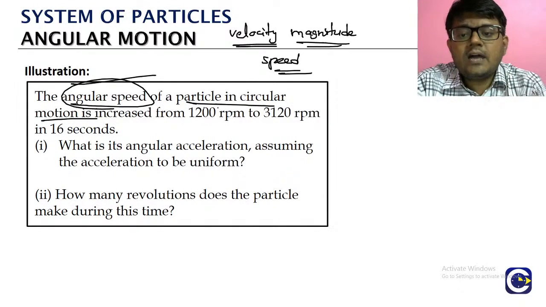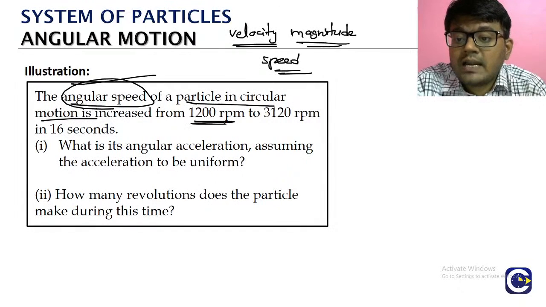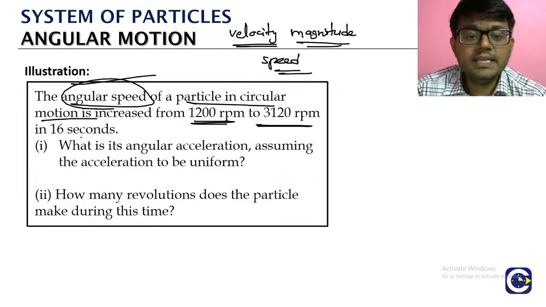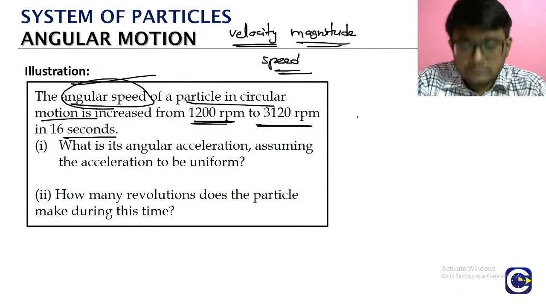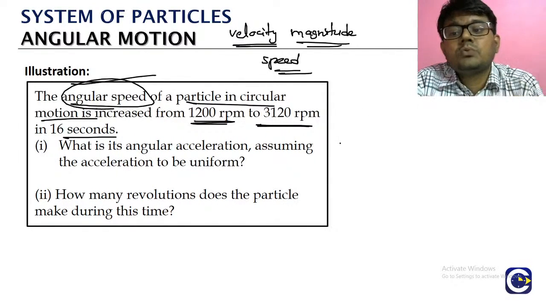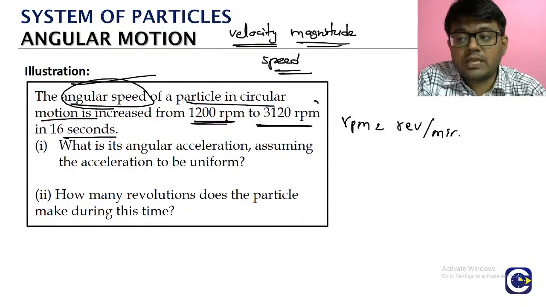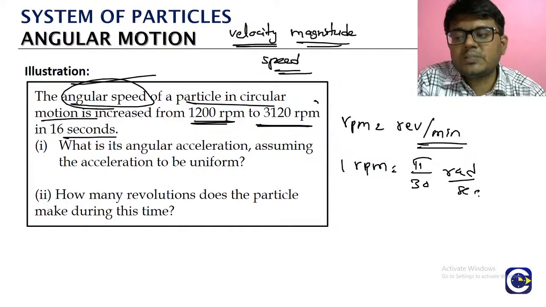Okay? The angular speed of the particle in circular motion is increasing from 1200 rpm to 3120 rpm in 16 seconds. So within 16 seconds it is increasing from 1200 rpm up to 3120 rpm. What is rpm? Revolutions per minute. We have the conversion: 1 rpm is equal to pi by 30 radians per second.